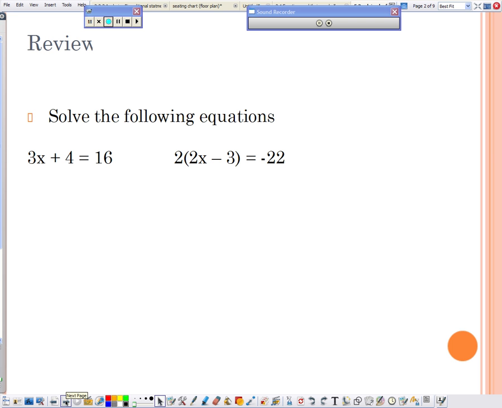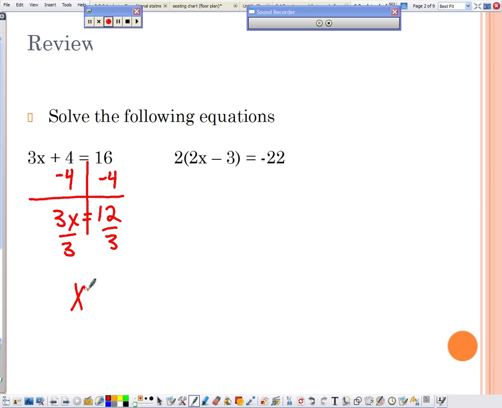equals 16, the equal sign is going to work as our divider. And when we solve this, remember we're solving for the x, so we need to subtract 4 on both sides. So 3x equals 16 minus 4 is going to give us 12, and then divide by 3. So your final answer is going to be x equals 4.